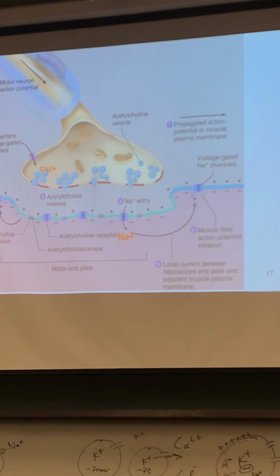Why does sodium go in? Not because you've opened the door, but because it's following its concentration gradient into the cell. And because sodium has a positive charge, I make the membrane less negative, more positive. And the more sodium comes in, the more positive I make it.